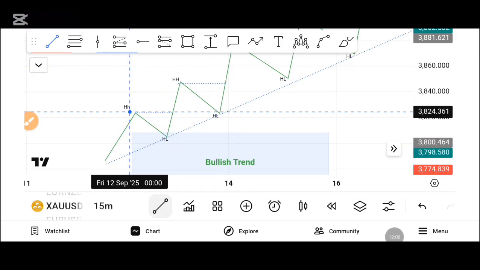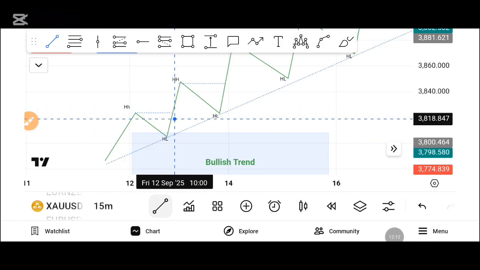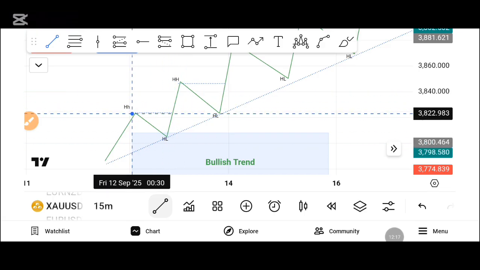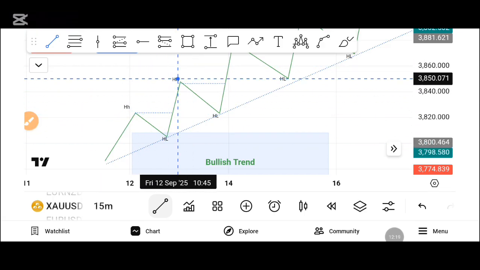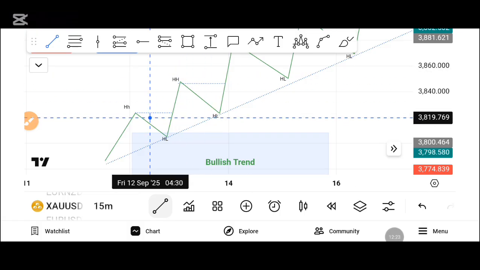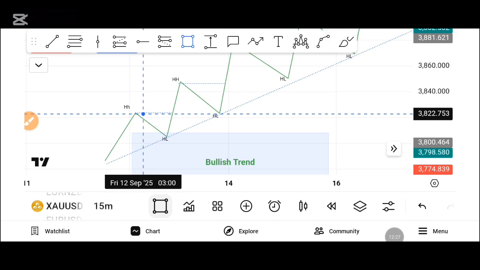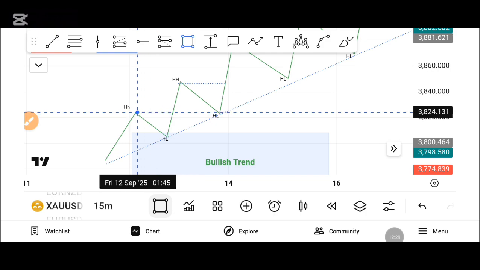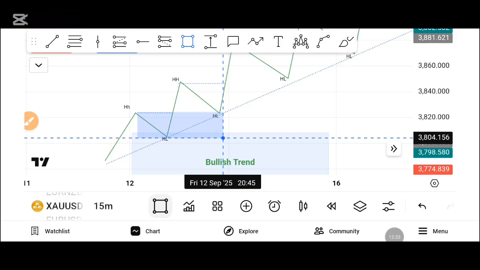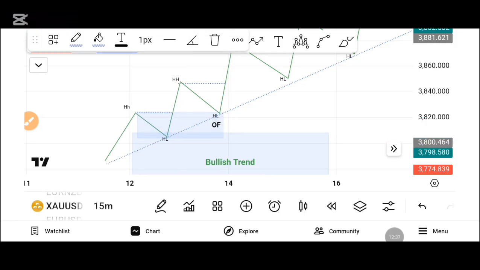Price gives us a higher high and a higher low. It breaks this high here, and after the break, giving us a new higher high, it retraces back to this order flow. So there is now an order flow here. I'm not here to show you what order flow is at this particular point, but as we go deeper, I will explain what order flow is.